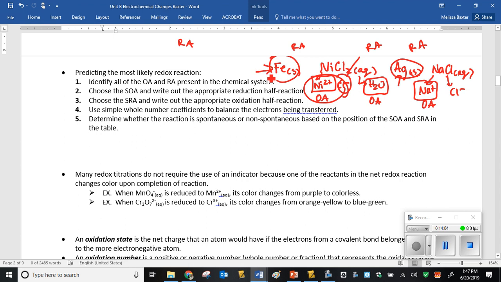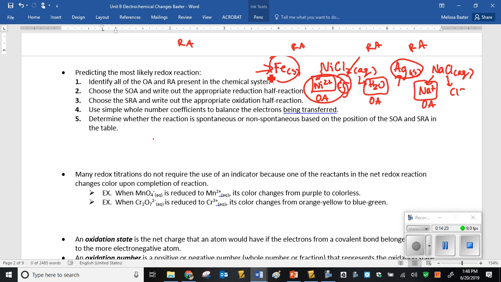A lot of the time, this principle is what you have to apply to an electrolytic or voltaic cell. Like they'll show you a picture of a cell with all of the substances, and then you do this exact procedure to figure out which thing is the oxidizing and reducing agent so that you know which one is at the cathode and which one is at the anode.